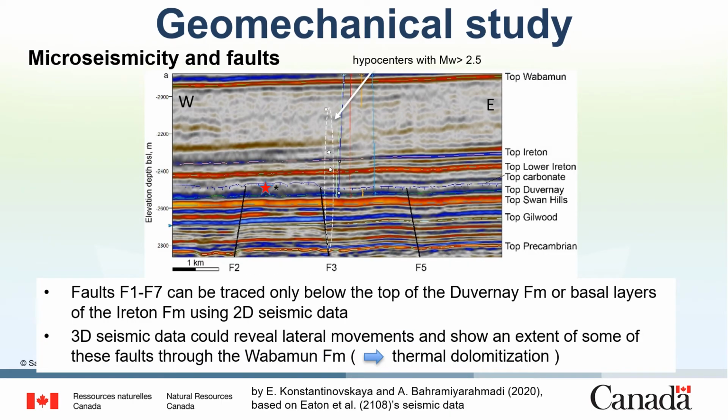2D deep seismic data show that faults F1 to F7 are present only below the top of the Duvernay Formation or close to, so the faults would not propagate into the intermediate zones, suggesting a good intermediate zone integrity. However, 3D seismic data could eventually reveal lateral movements and show an extent of some of these faults through the Wabamun Formation, which would have resulted from thermal dolomitization.